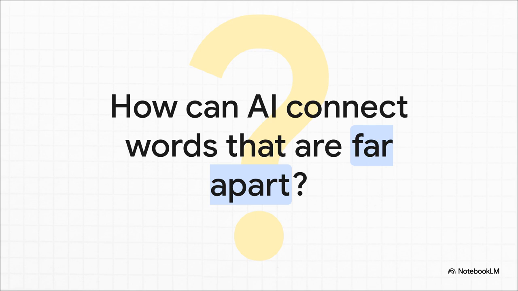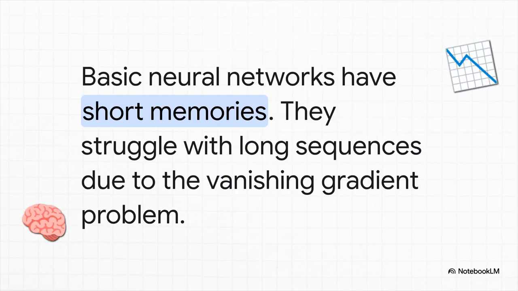And that's the whole challenge. How do you connect words that are really far apart? And yeah, this challenge has a fancy technical name, the vanishing gradient problem. But honestly, a much easier way to think about it is like a game of telephone. With basic neural networks, the message just gets weaker and more distorted the further it has to travel. So by the time you get to the end of a long sentence, that critical piece of information from the beginning, like the word apple, has pretty much faded to nothing. These networks, for all their power, basically have terrible short-term memories.